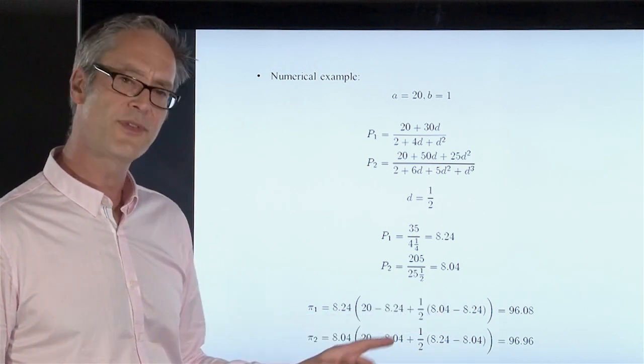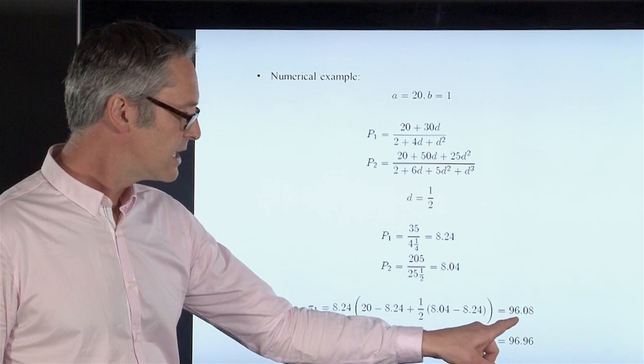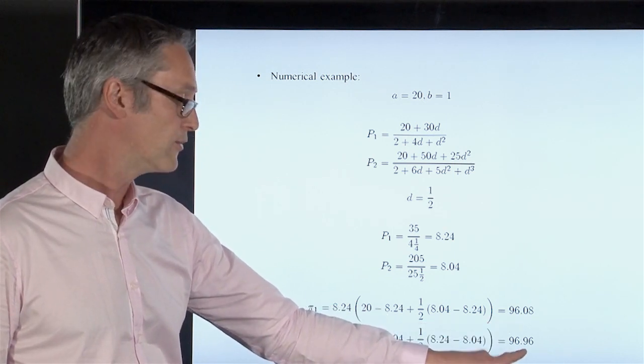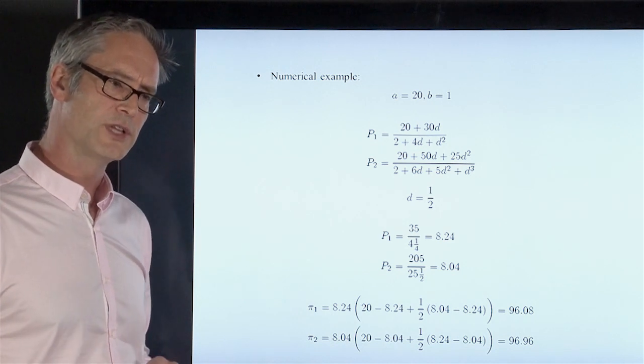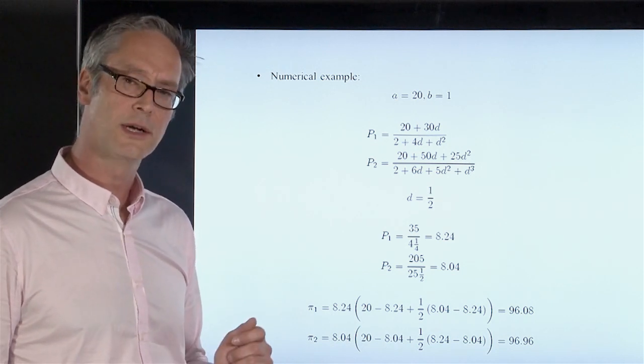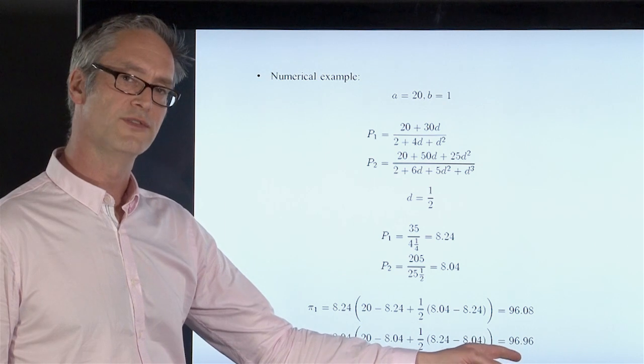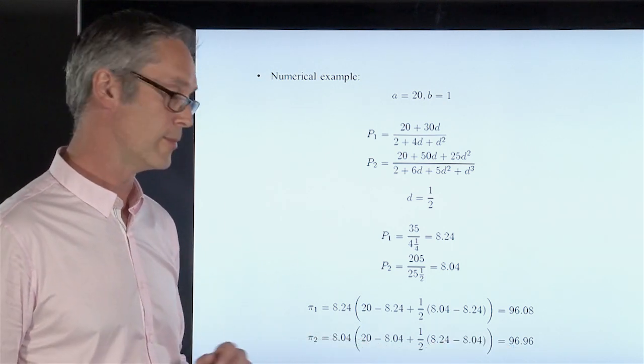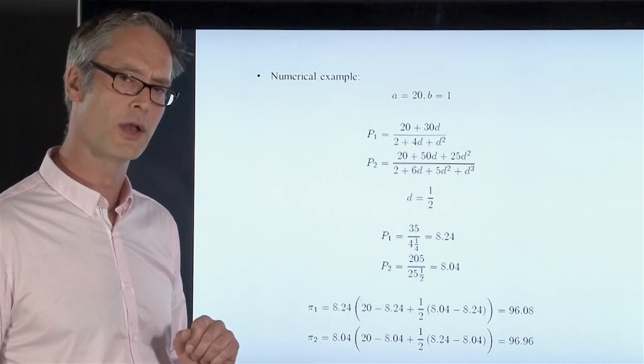So that's 96 something. What's interesting here is that actually the profit of the leader is somewhat smaller than the profit of the follower. So this poses an interesting question: why would the leader want to be the leader? Because he would actually be better off as a follower if the follower would be the leader.